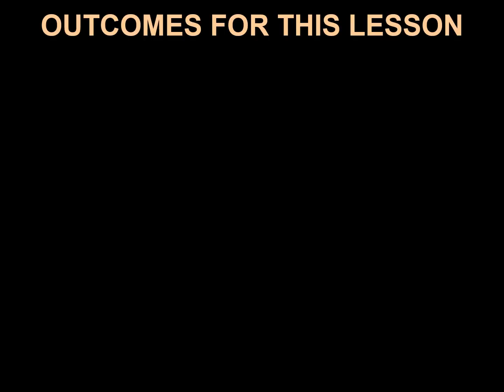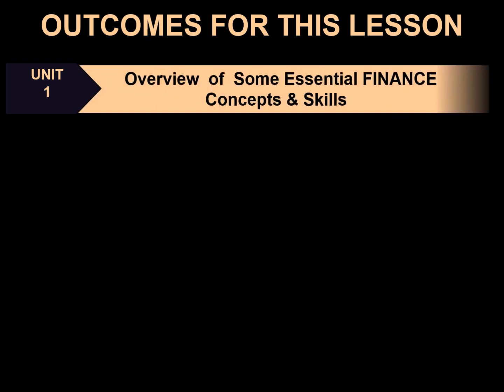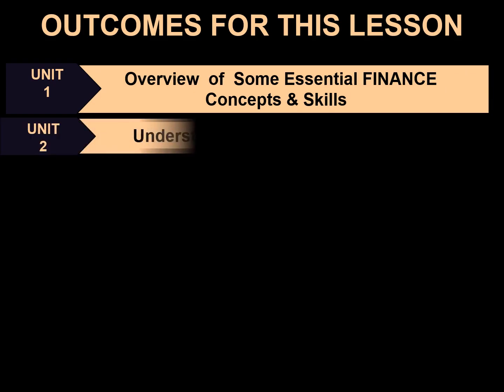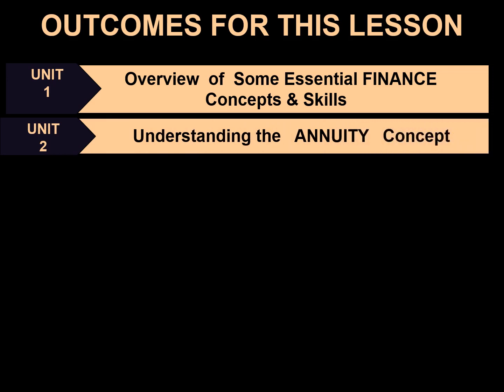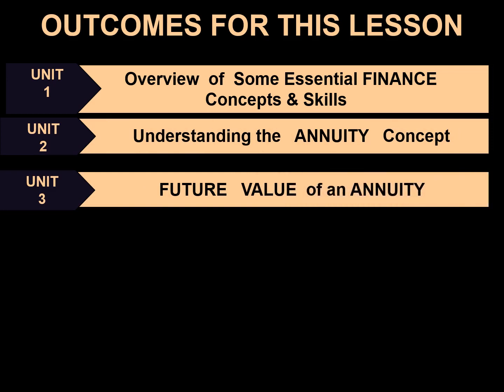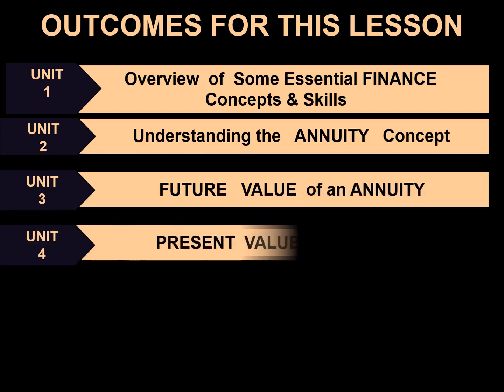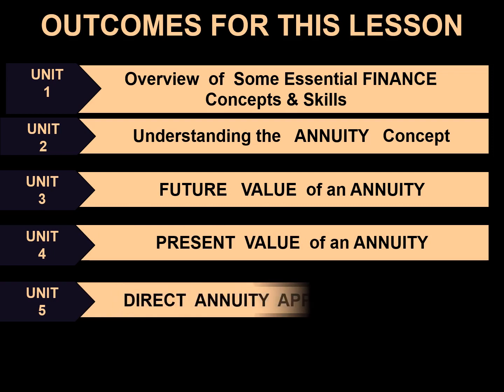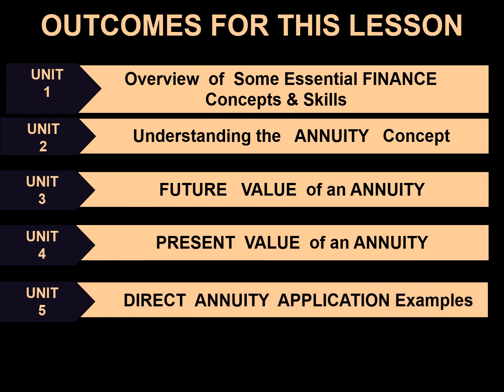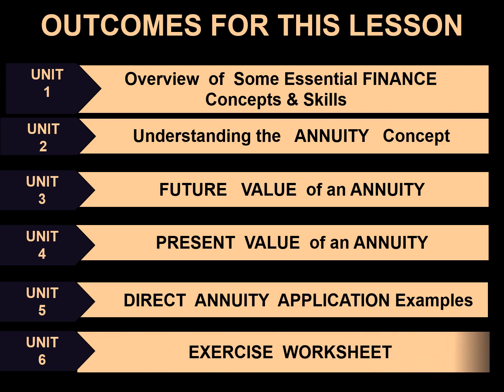Let's see what we want to achieve in this lesson. First of all, we're going to do an overview of some of the essential finance concepts and skills which you would have done in grade 10 and grade 11. Then we're going to look at the concept of annuities. And then specifically, we're going to look at the future value of an annuity and then the present value of an annuity. And then we're going to do some direct applications of present and future values. And as usual in all my videos, we will end up with an exercise worksheet based on these concepts.